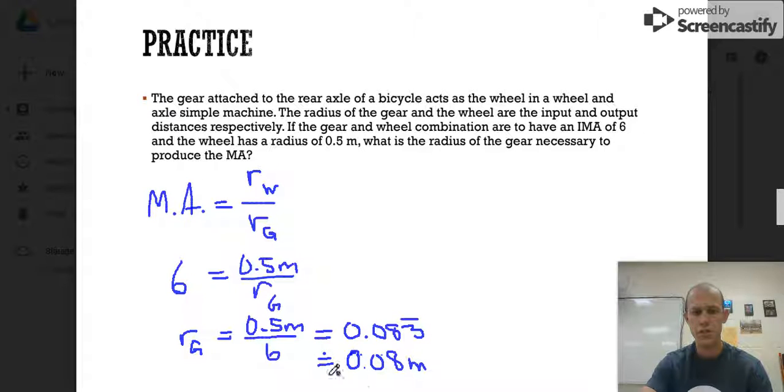0.083 repeating meters, or rounded to 0.08 meters, which makes sense for a gear to be smaller than the bicycle wheel. And this is the radius, remember.